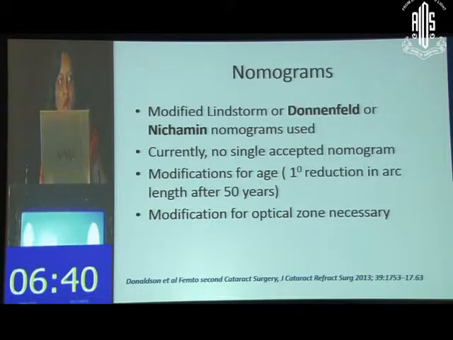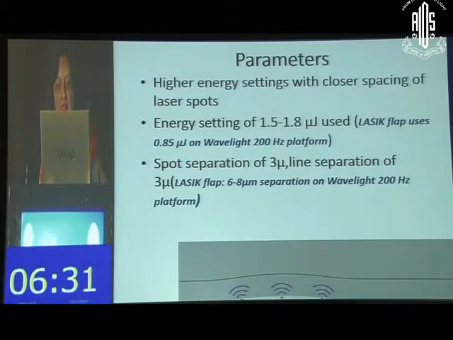And apart from this, you have to make modifications for age, that is a 1 degree reduction in arc length after 50 years of age, and the optical zone can also be modified as necessary. Now, again, an important thing to understand is that here you have higher energy settings with closer spacing of the laser spots. That is, an energy setting of 1.5 to 1.8 microjoules is used as opposed to a LASIK flap, which is much lower, 0.85. And again, the spot separation is 3 microns with a line separation of 3 microns.